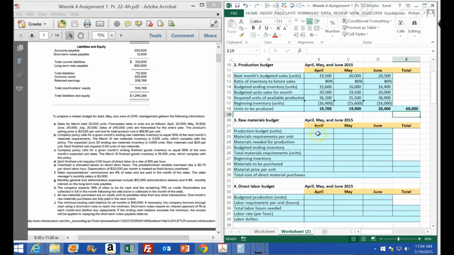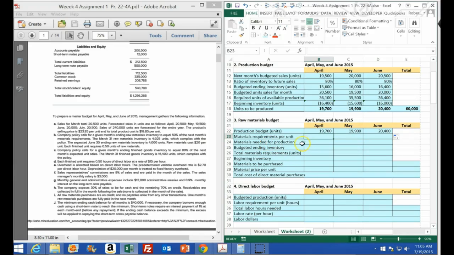Next, we'll calculate the raw materials budget. So we're going to start off with the production budget. That's the first thing we need to do, the production budget, in order to complete the materials we need now. So this is how many units we want to produce. Now how much material do we need in order to make the 19.7 units? So we're going to start off with the 19.7 units that we need to produce. And we'll copy that across all the way. That's what we're going to produce for each month, the number of units.